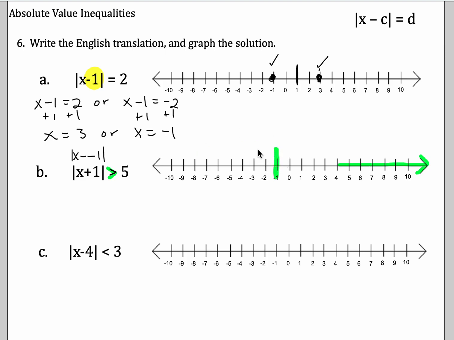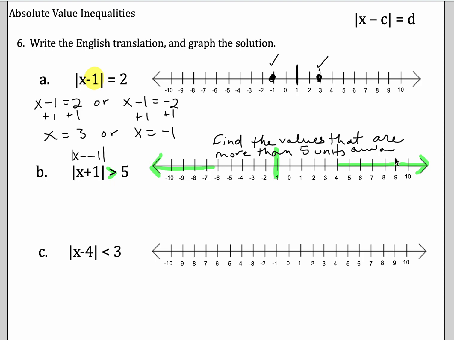If I go the other direction, 1, 2, 3, 4, 5, I'm going to be more than 5 units away from -1 if I'm a little bit past -6 or down this way. All these are more than that distance away. So the phrase here is find the values that are more than or greater than 5 units away from -1.